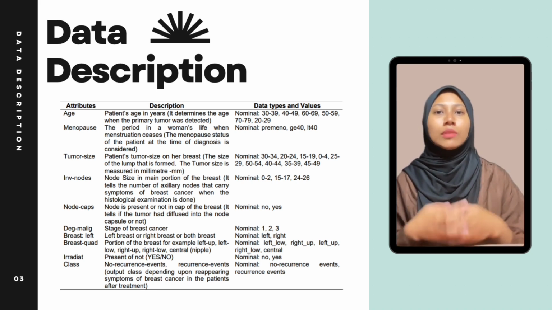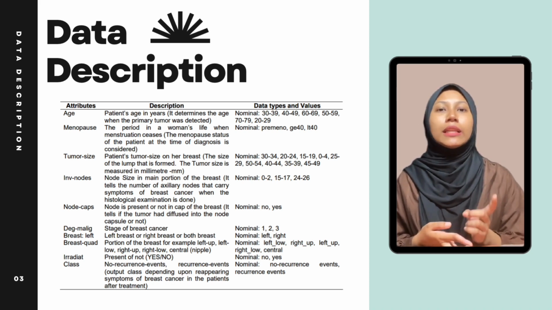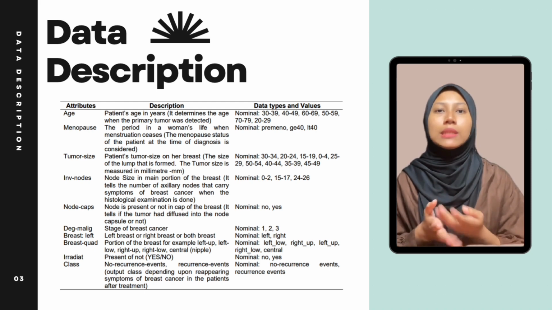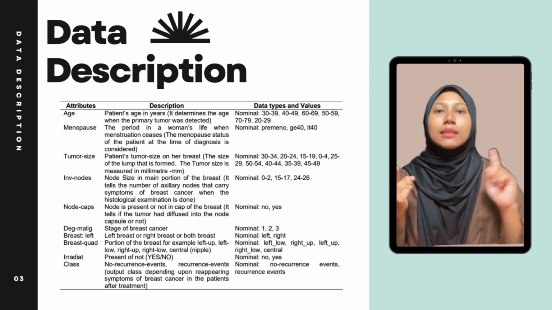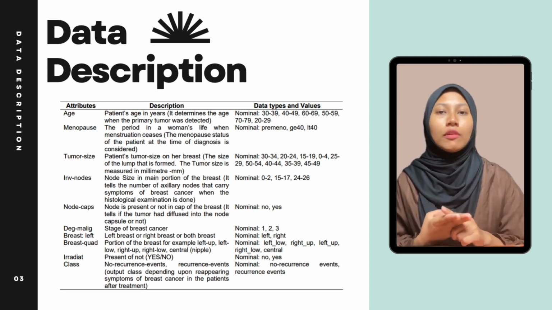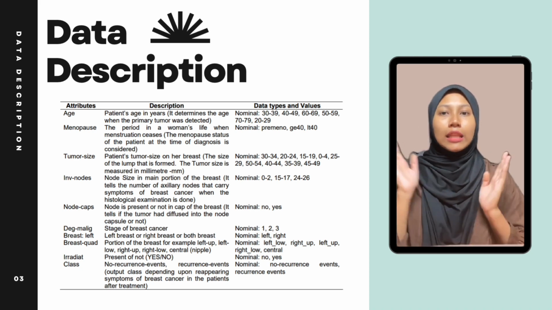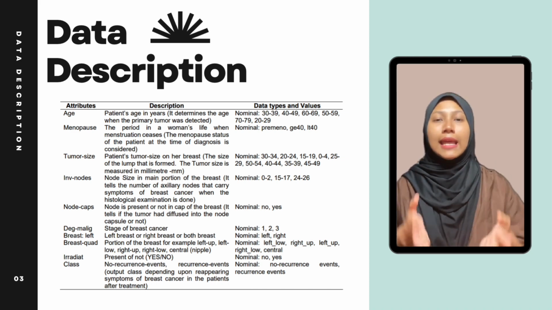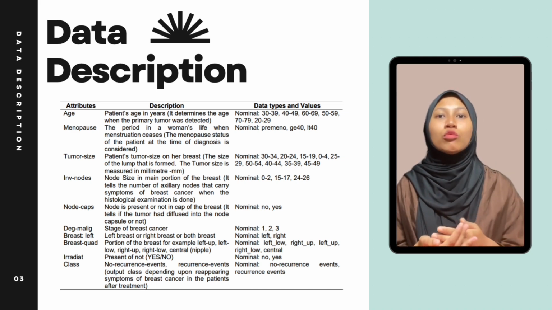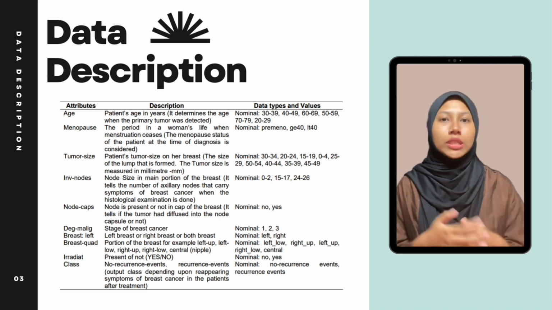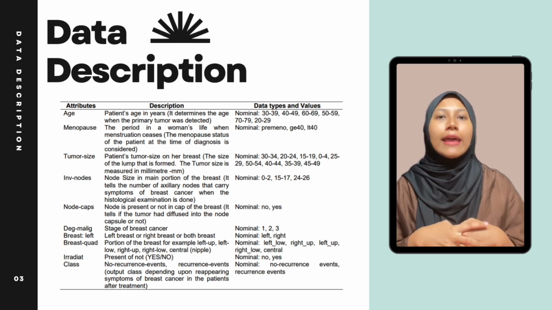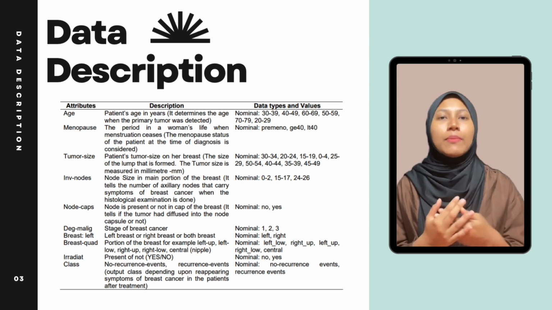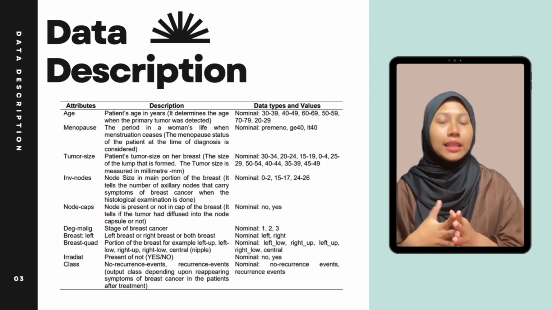Age refers to the breast cancer patients' age in years. It determines the age when the primary tumor was detected. The age groups are 30 to 39, 40 to 49, 60 to 69, 50 to 59, 70 to 79, and 20 to 29. Next, menopause is the period in a woman's life when menstruation ceases. It is also considered for the status of the patient at the time of diagnosis. They have 3 statuses, which are premenopause, ge40, and lt40.